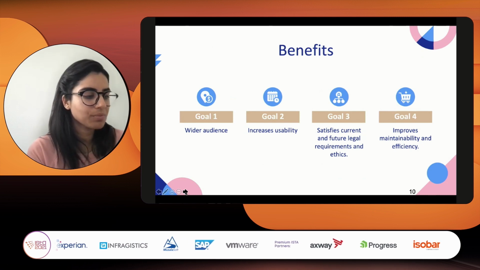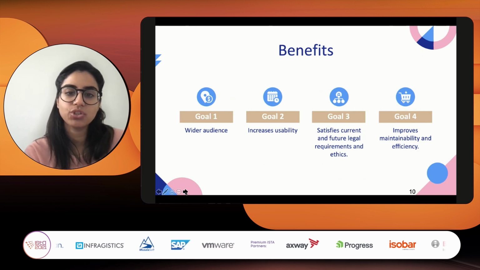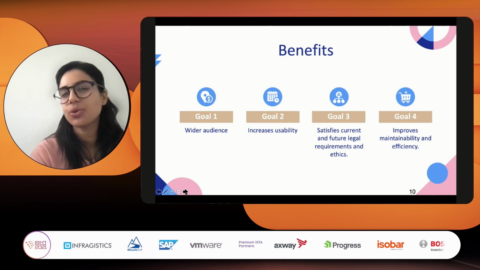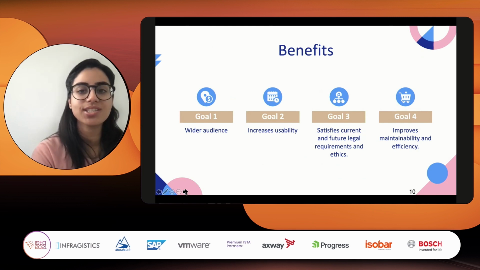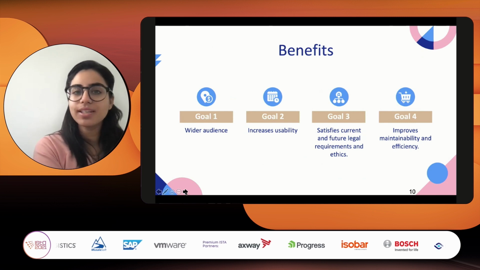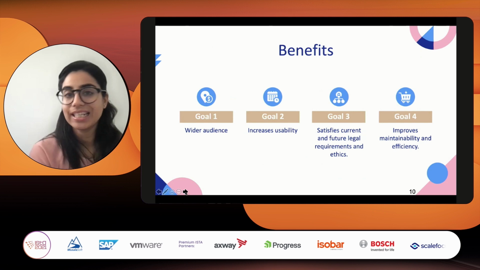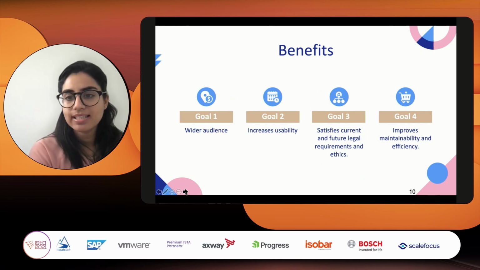Goal number 3 would be that it satisfies current and future legal requirements and ethics. So you don't need to worry about extra costs in the future. And you write higher quality code as well in that way. And let me see if I'm missing anything. Yeah, it finally improves maintainability and efficiency.